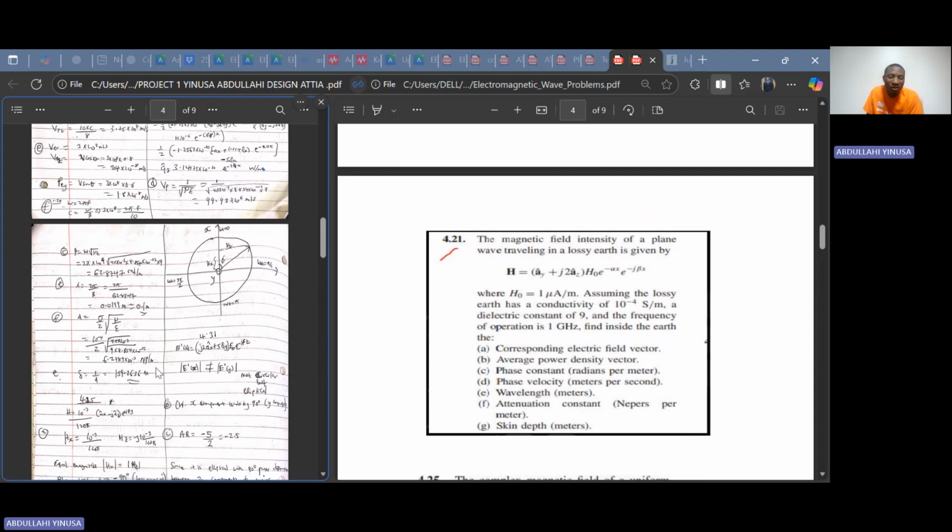When we want to change it to a logarithmic mode, that's in decibels, what are we going to multiply it by? We are going to take the 10 log of it. Okay.